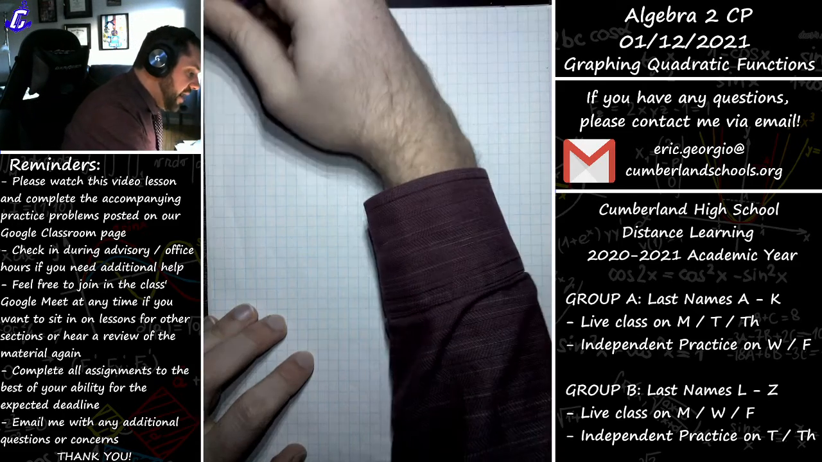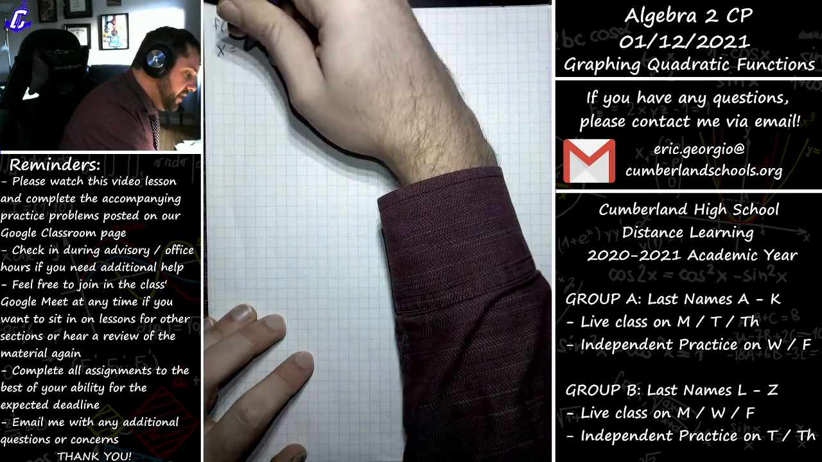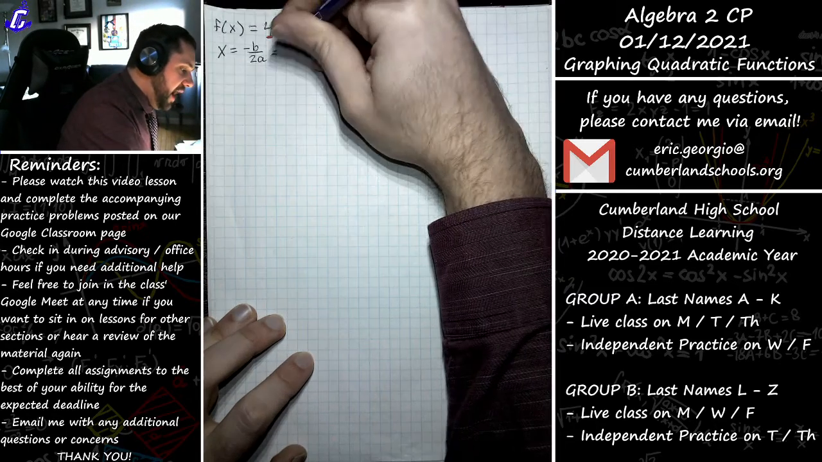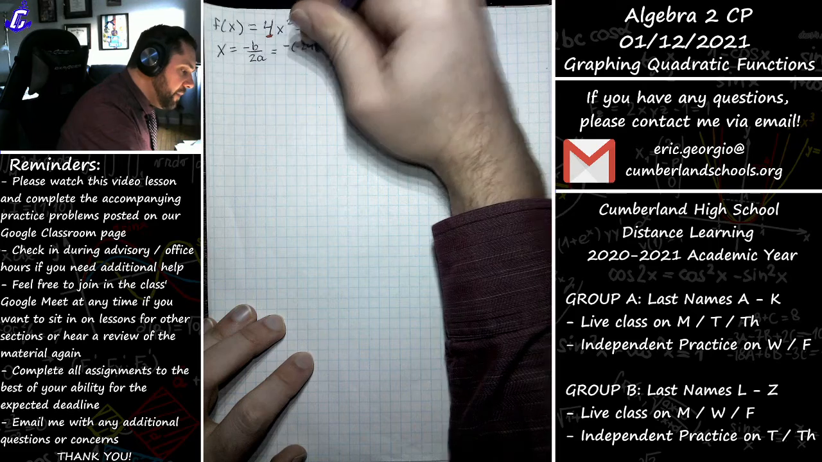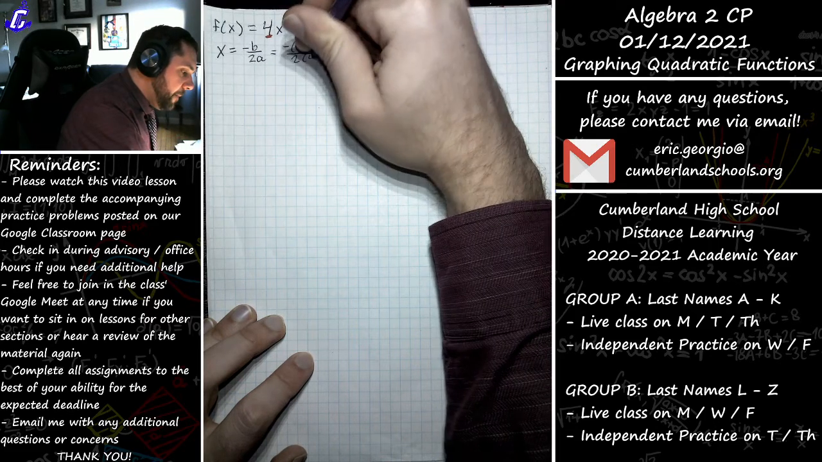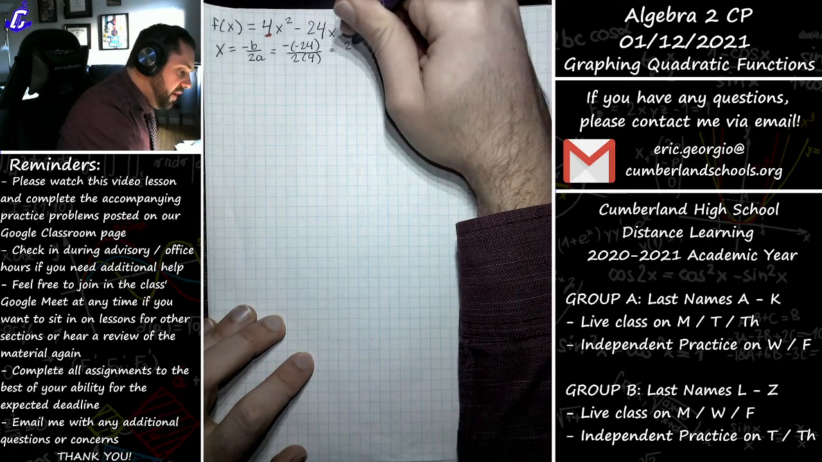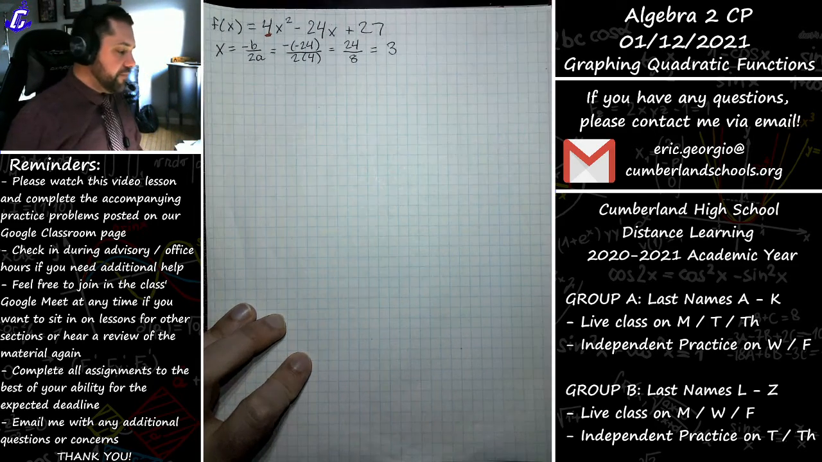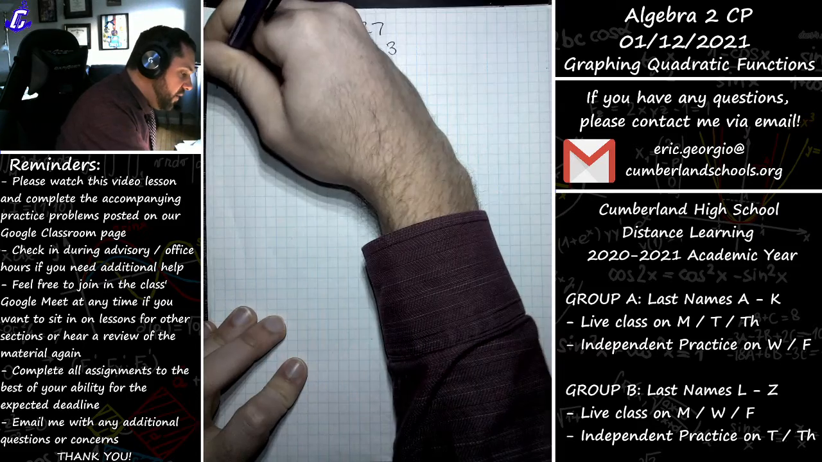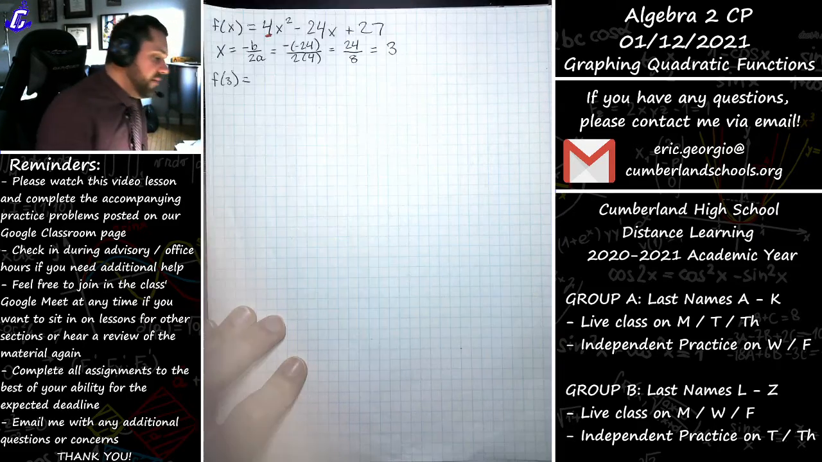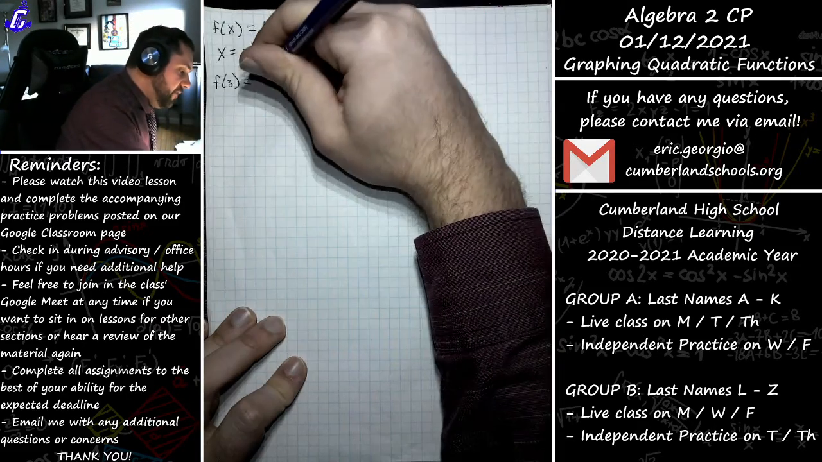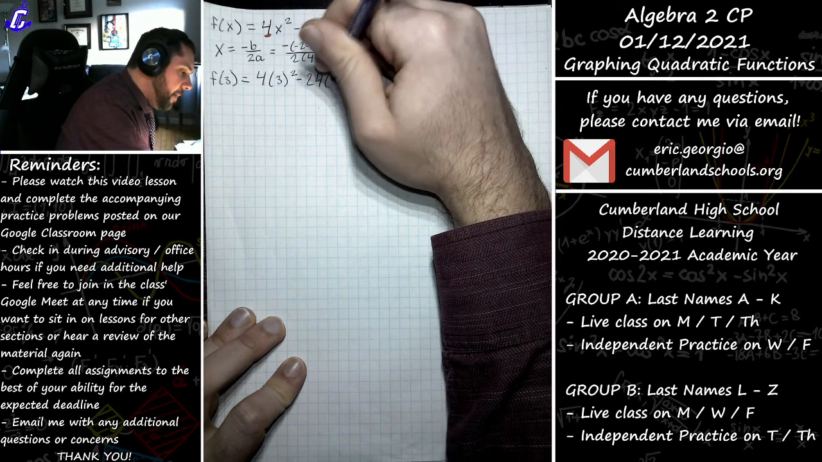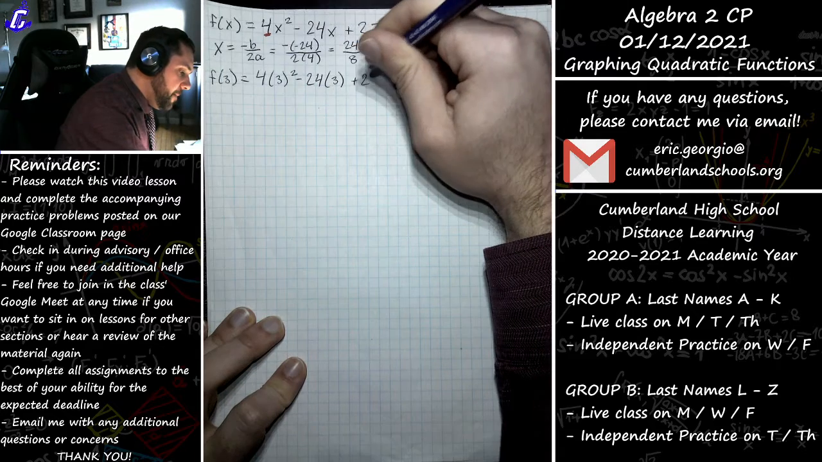I would say here that the x-coordinate of the vertex is negative b over 2a. So in this case, it would be the opposite of negative 24 over 2 times 4, which is going to be positive 24 over positive 8. 24 divided by 8 is 3. To find the corresponding y-coordinate, we'll just take that 3 and plug it in, do f of 3. That's equal to 4 times 3 squared minus 24 times 3 plus 27.